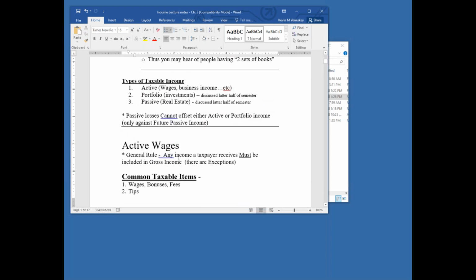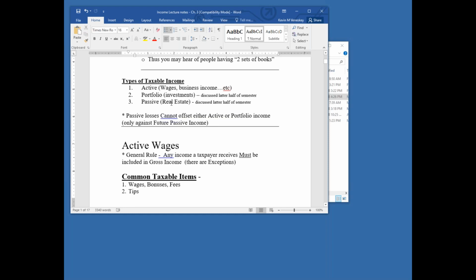In taxes, there are three types that we're going to look at, and the reason why they're broken down this way is by general rule, you can't offset one with another type. So if you have active type wages, you can't necessarily offset those and have a negative amount of investments, and then they offset, or passive. That's generally why they are separated out, but that's not the only reason.